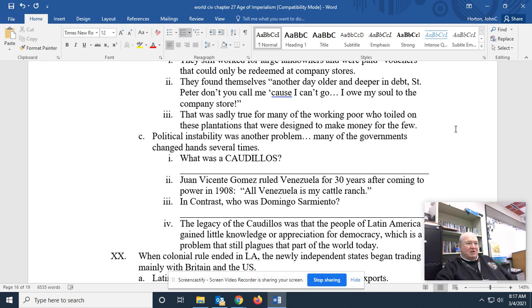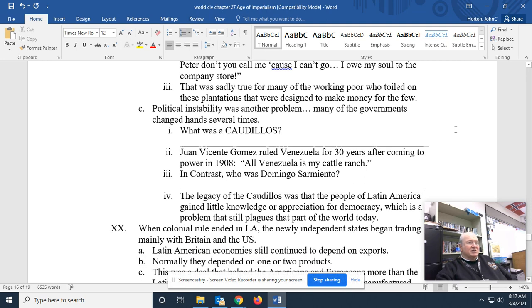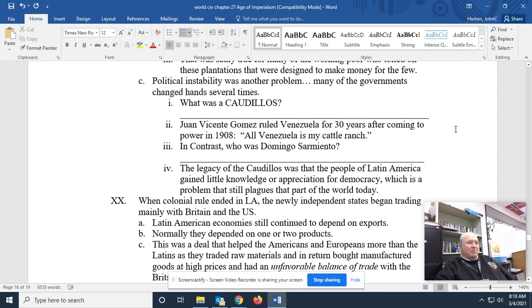Political instability was another problem. Many of the governments changed hands several times. Caudillos were corrupt political figures in South America. Juan Vicente Gomez, who ruled Venezuela for 30 years after coming to power in 1908, said, "All of Venezuela is my cattle ranch," and he meant it. In contrast, Domingo Sarmiento was a political leader who was virtuous. He didn't last long.